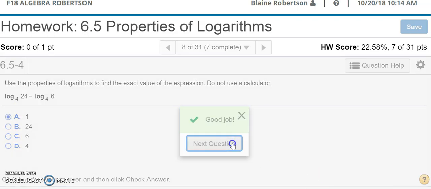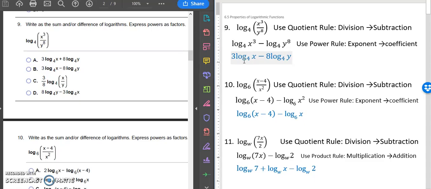That equals 1. All right, so for starting with number 9, they're asking us to write the log expressions as a sum or difference of logarithms, and it tells us to express the powers as factors. So basically what we're trying to do is break apart the condensed logarithmic expression as much as we can. So we start out with a quotient being a part of our argument. So we're going to use the quotient rule to change it from division to subtraction.